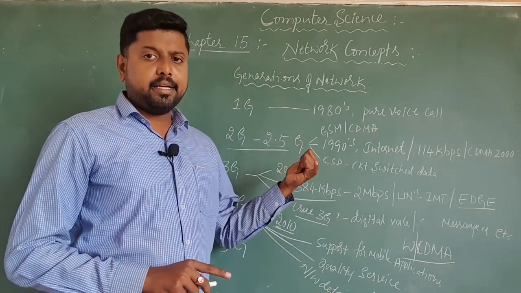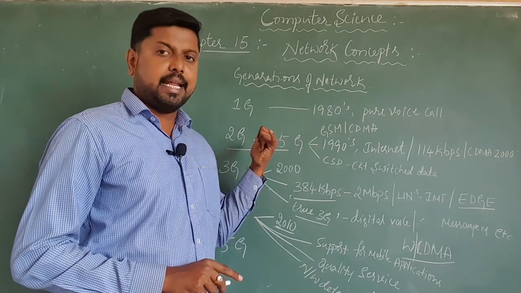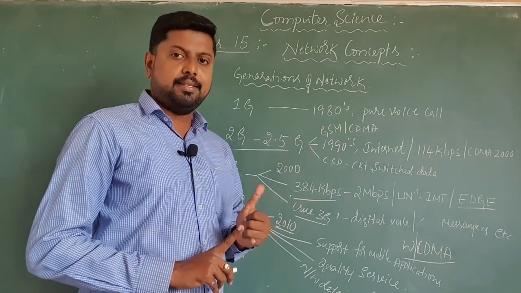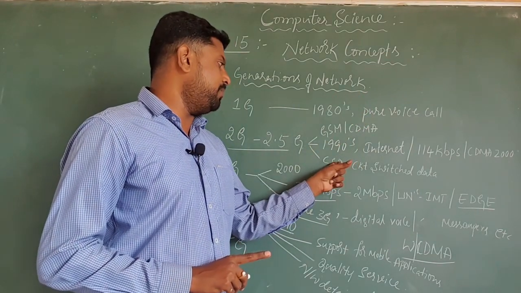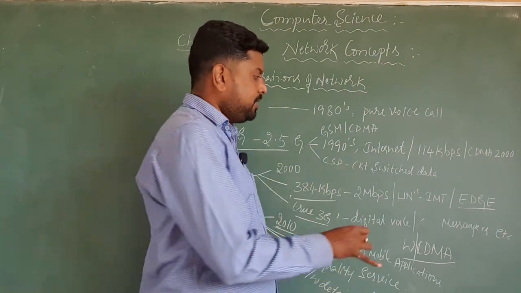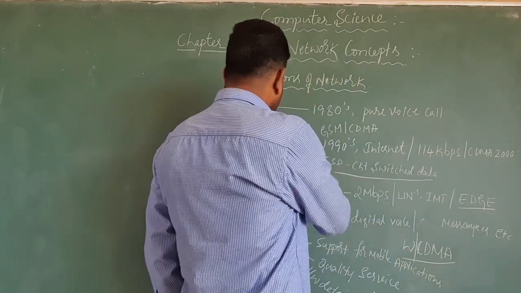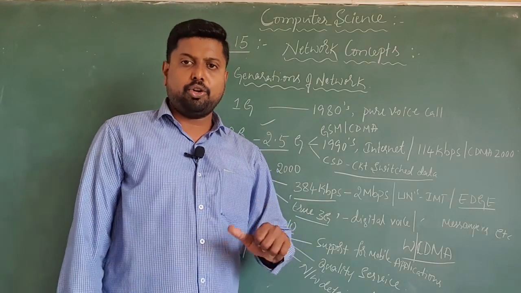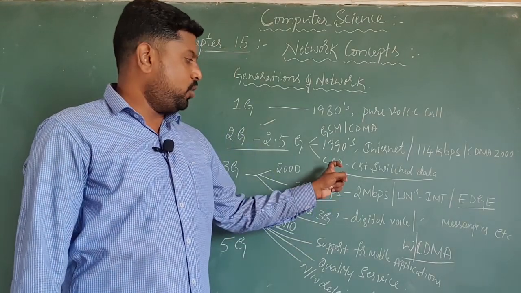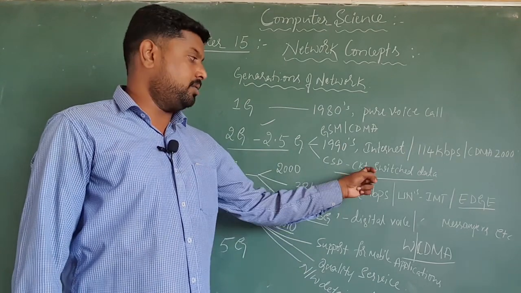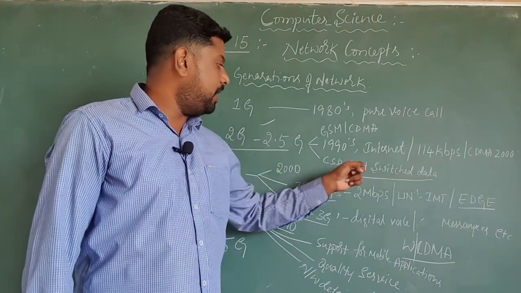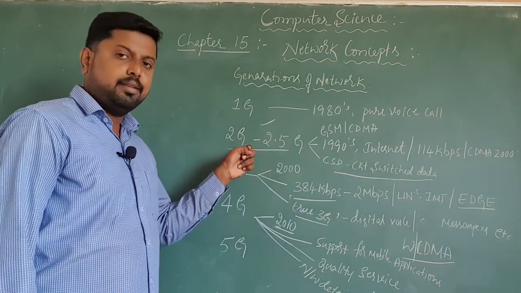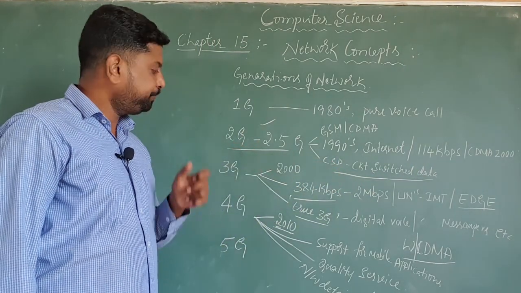Usually in that 2.5 or second generation, CSD is a type of technology along with GSM and CDMA, that is, Circuit Switched Data. This is also a technology used in the second generation, dear students. They may ask for this abbreviation in a question: expand CSD, Circuit Switched Data. It is also one type of technology used in the second generation of the network.